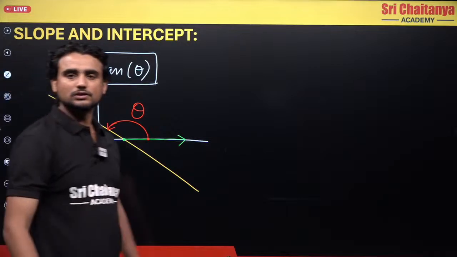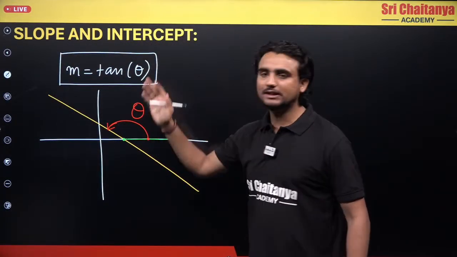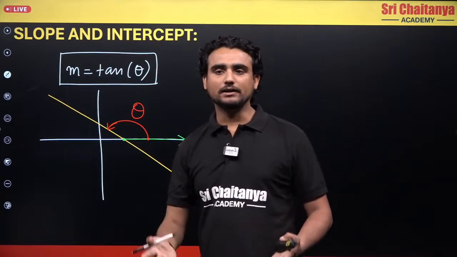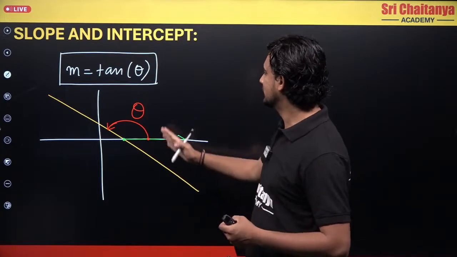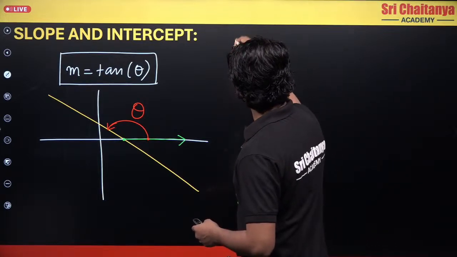Correct? So this is how I am able to find theta, and once I am able to find theta, I can easily find the slope. I hope this point is very clear to you. Okay, now let's move on.